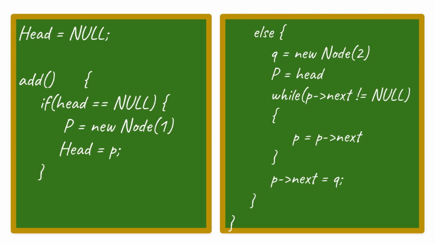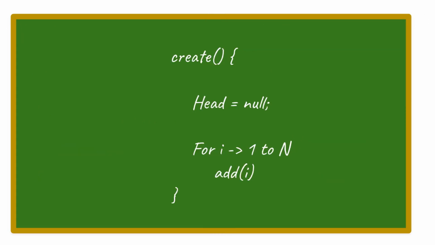The difference is whether the head is null or not, which is null in the former case and in the latter it is not. So our create function will look like this. First we create the head and initialize it to null, and then we add all the elements one by one. And that's it. That's how you create a linked list.